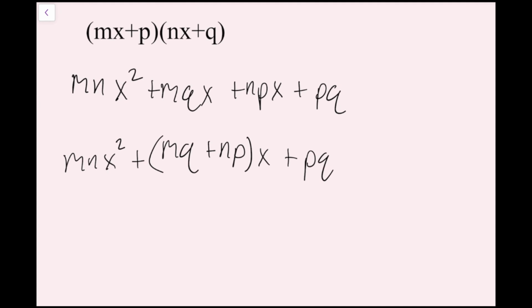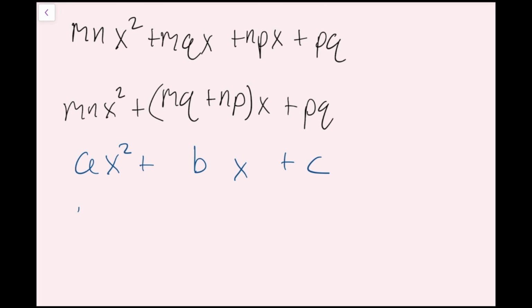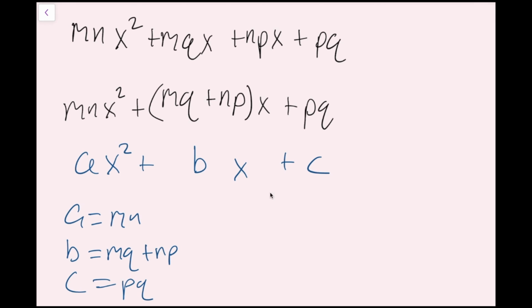If you remember at the beginning of the lesson, what we're going to factor is polynomials of the form ax squared plus bx plus c. And if you notice, I have an x squared here, an x squared here. I have a b here and an mq plus np. And then I have a c and a pq. So I'm going to write that out here. So I can see that a is going to equal mn, b is going to equal mq plus np, and then c is going to equal pq. And notice, c equals pq, that's the same as our method in 7.5.